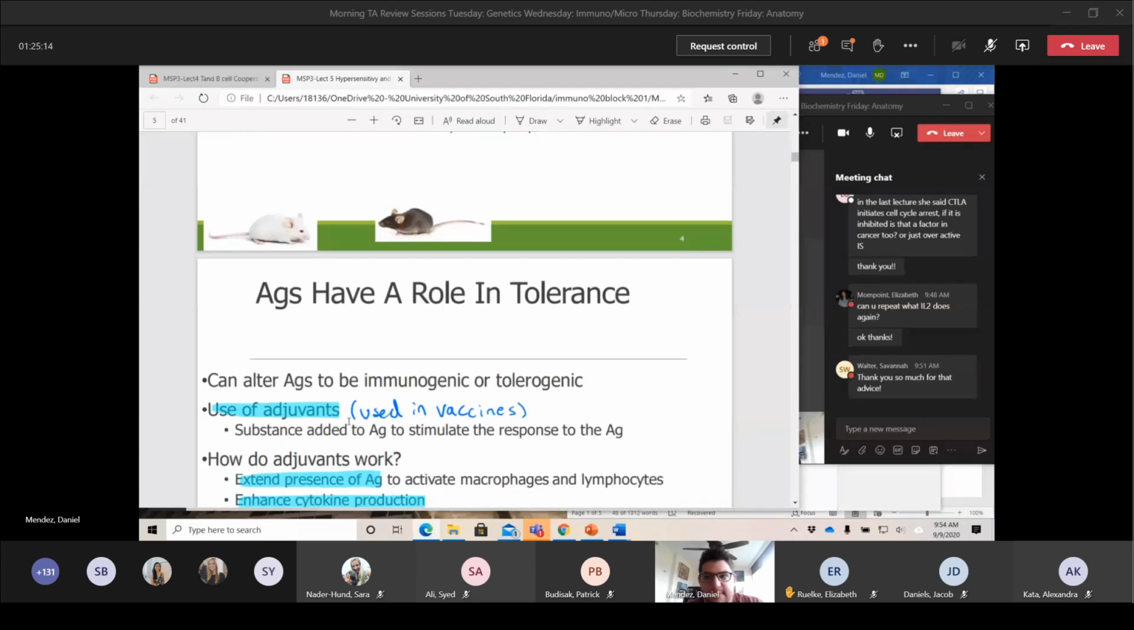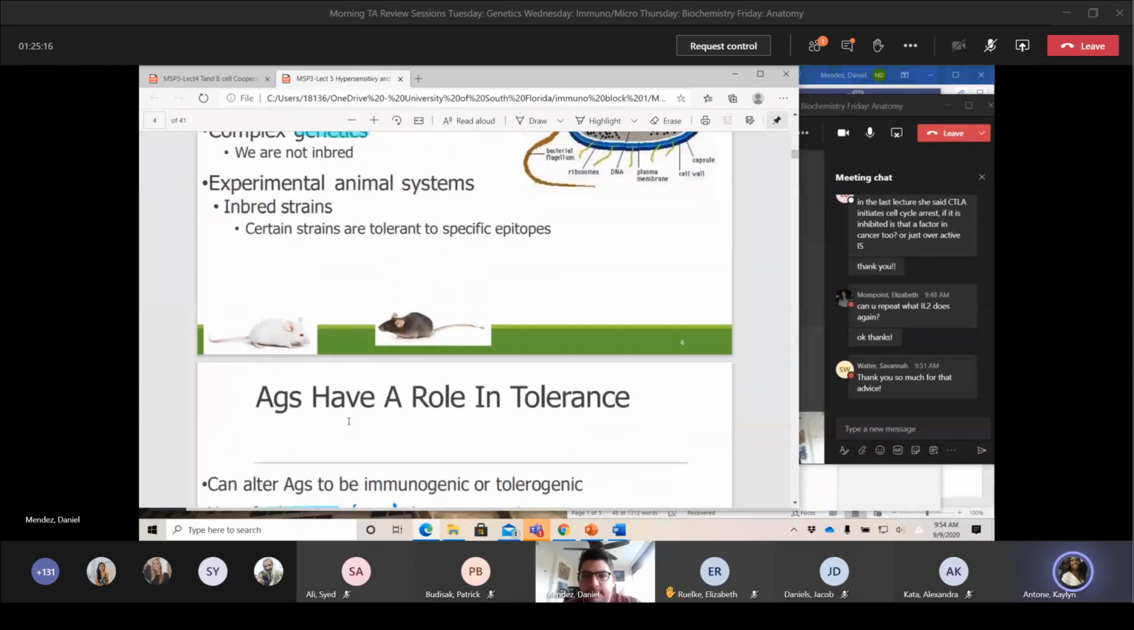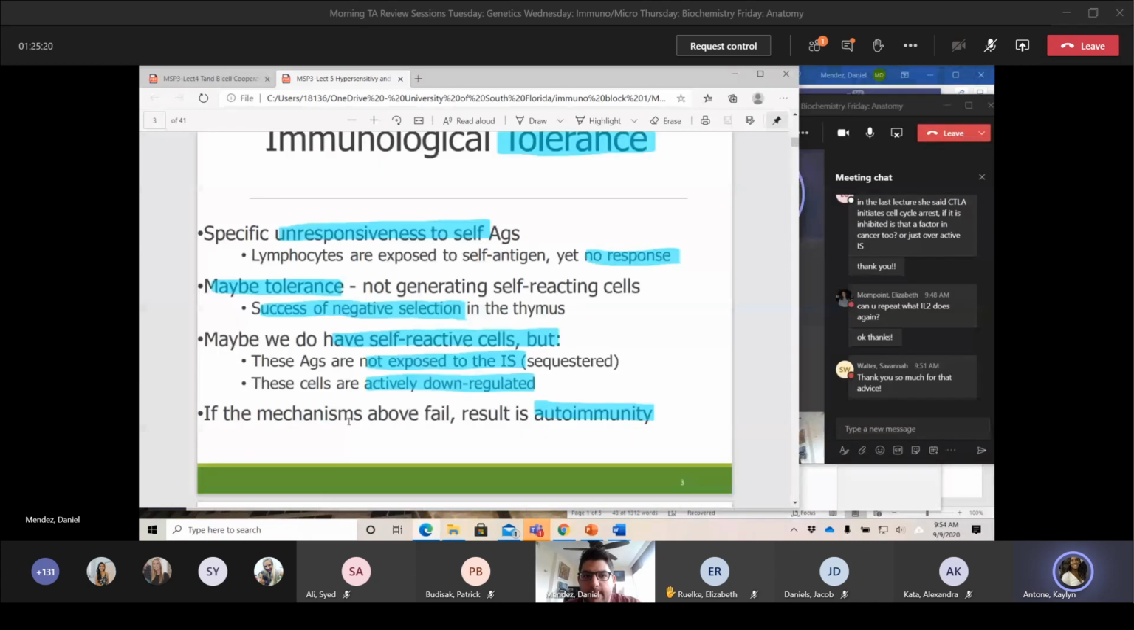Hey, Daniel, could you go back to the tolerance slide? On the last one, you said the result is autoimmunity, and you put it in layman's terms, the three things. Like you said, lack of negative selection, and I just missed the other two.